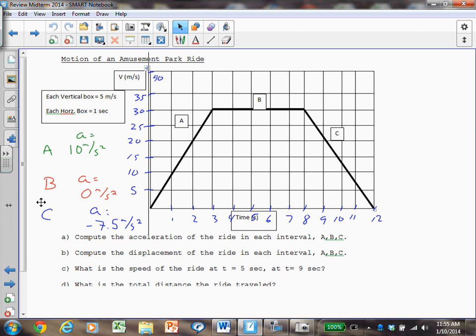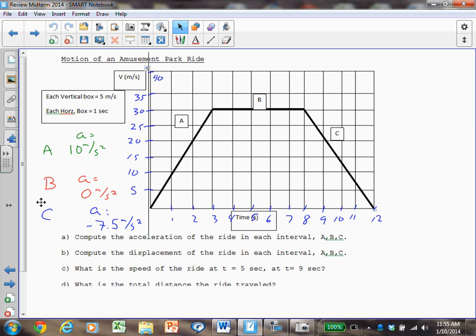All right, so the first part says to find the acceleration of the ride in each interval. If we have a velocity versus time graph, what is the y-axis? Velocity. What's the x-axis? Time. So the slope would be what over what? Delta v over delta t, which we know is acceleration. So slope on a velocity versus time graph is the acceleration, okay?